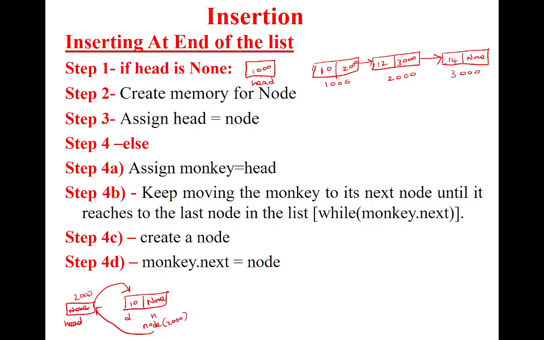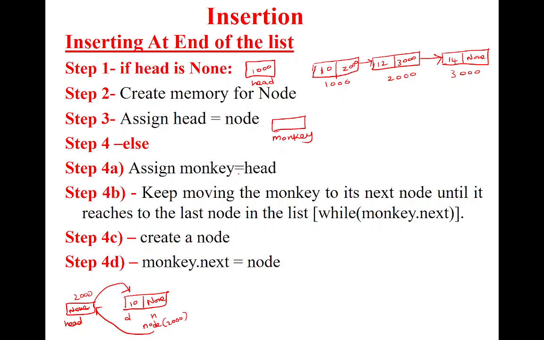So what will we do? We have to find the last node. The last node is the node which has None. To find this last node, I am going to use one monkey over here. What is a monkey? What generally does a monkey do? It will jump from one tree to another tree, or one branch to another branch. So our monkey also will start from the first node and jump to the next node, and again jump to the next node until it reaches the last node. So for that reason I am using a monkey.